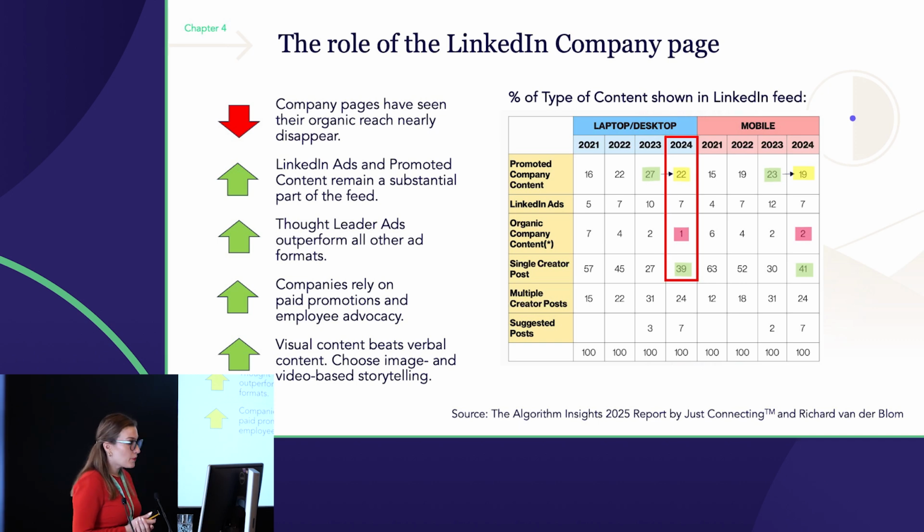We're also seeing that companies rely on paid promotions and employee advocacy because we kind of have to. Because again, as you see on the table on the right-hand side, the organic company content is disappearing. And lastly, I'm sure we all have noticed this over the past few years, visual content beats verbal content. This means image and video-based storytelling is alive and well.